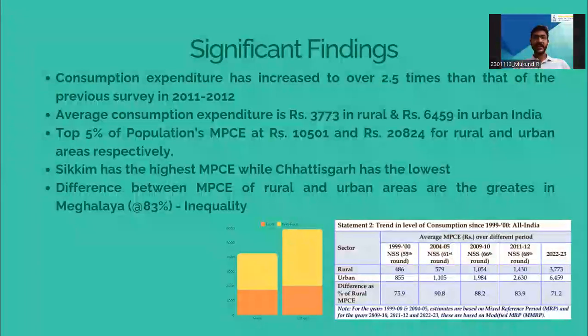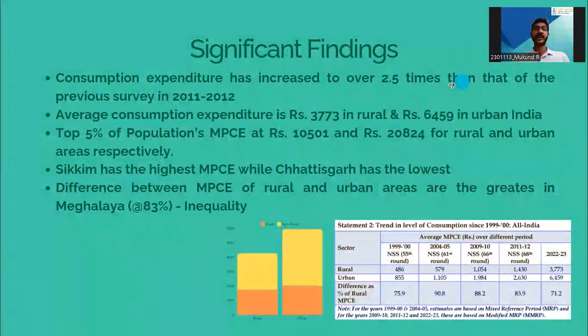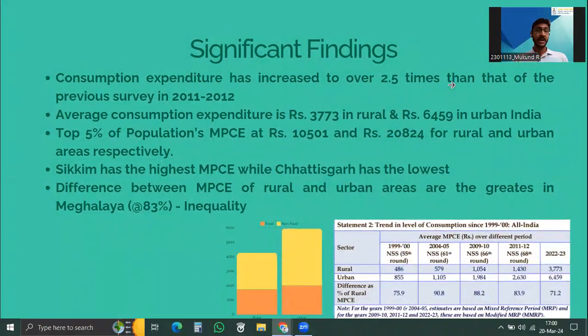The most significant findings are that the consumption expenditure has increased over 2.5 times as that of the previous survey, which was conducted in 2011-2012. The average consumption expenditure is 3,700 in rural areas and 6,459 in urban areas. The top 5% of the population consumes about 10,500 in rural areas and 20,000 in urban areas. This shows that there is inequality within the rural and the urban areas.